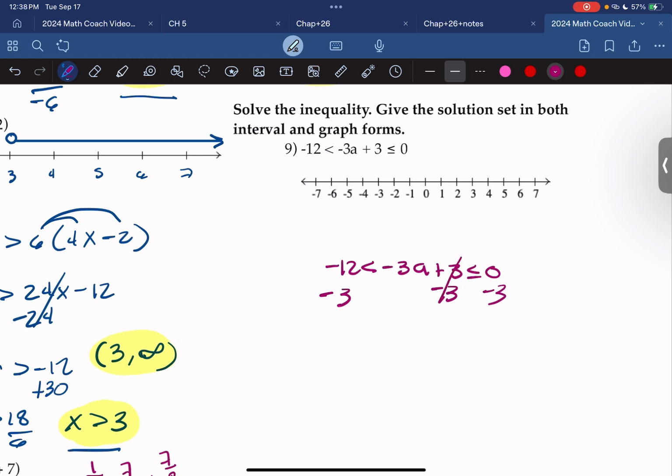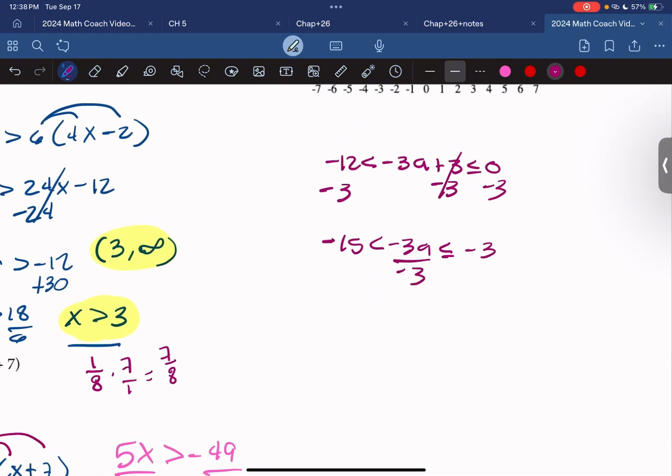Cancel out. -12 minus 3, -15. 0 minus 3 is -3. And now let's divide by -3. And remember what I said, when you're dividing by a negative, you have to flip the sign. -15 divided by -3 is going to be +5, because a negative and a negative is going to give us a positive. Flip the sign. -3 divided by -3 is just +1. Flip the sign, and then -3 over -3, like we said, is 1.